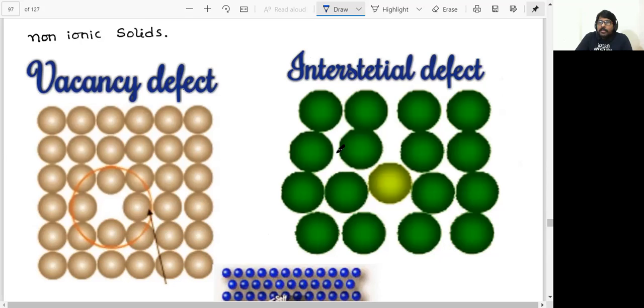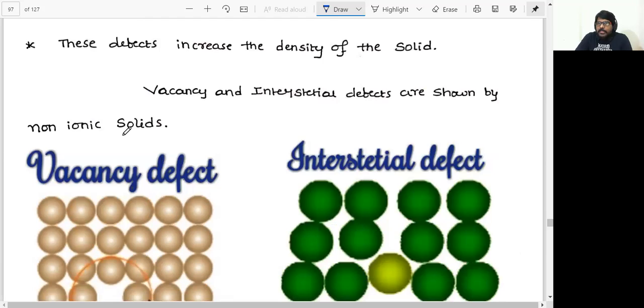These vacancy defects and interstitial defects are found only in non-ionic solids. They are not found in ionic solids. In ionic solids, we have Schottky and Frenkel defects. So let us get into the details of Schottky defects and Frenkel defects.